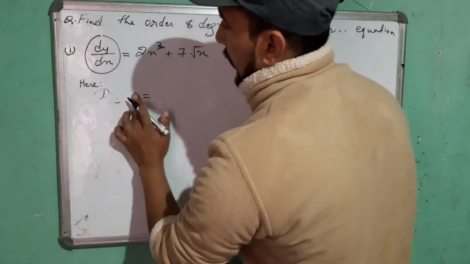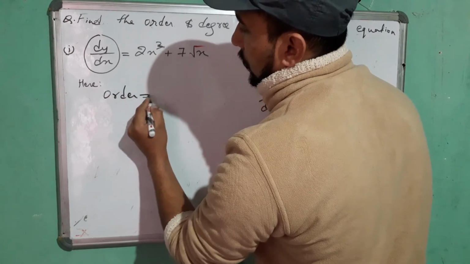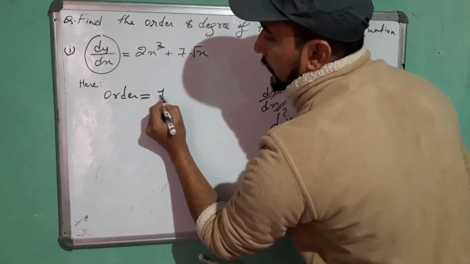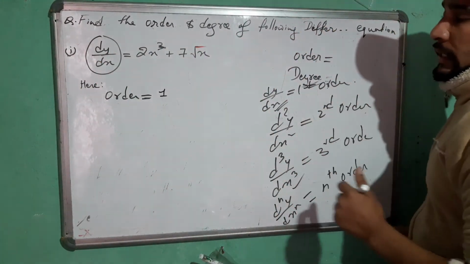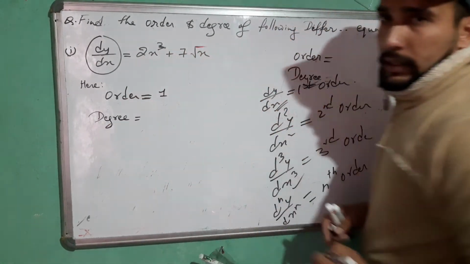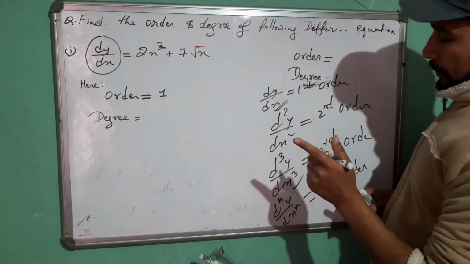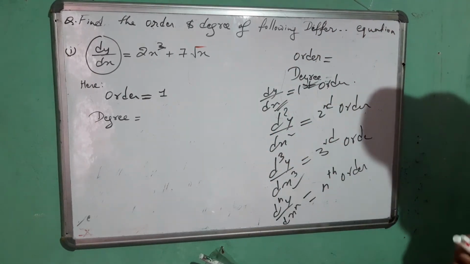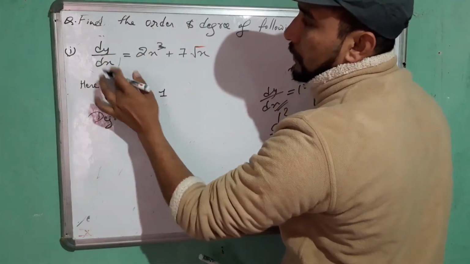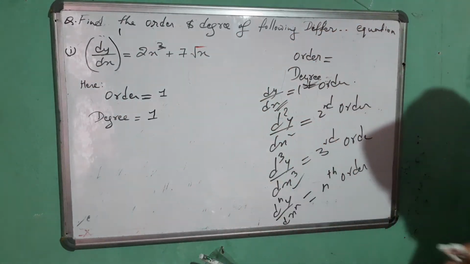Order, first of all, let's write order. Order is equals to 1 because you have differentiated only once. Degree, in definition I said degree is the power of highest power derivative. So in its power, what is there? How much is there? In the power of dy dx, how much you have? You have 1. So degree will be 1. Okay.